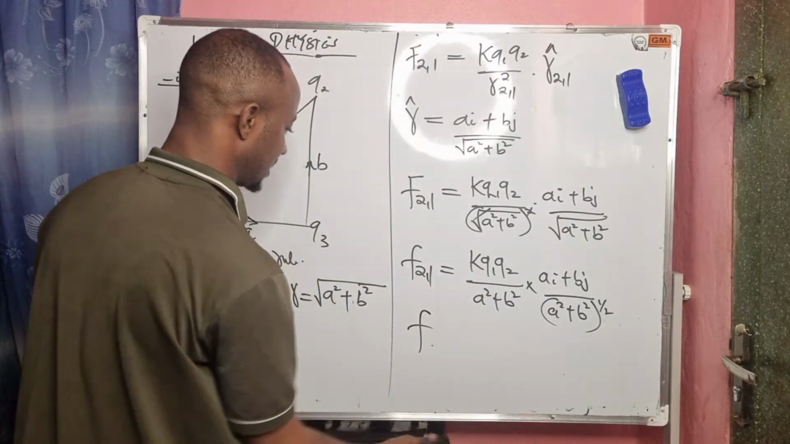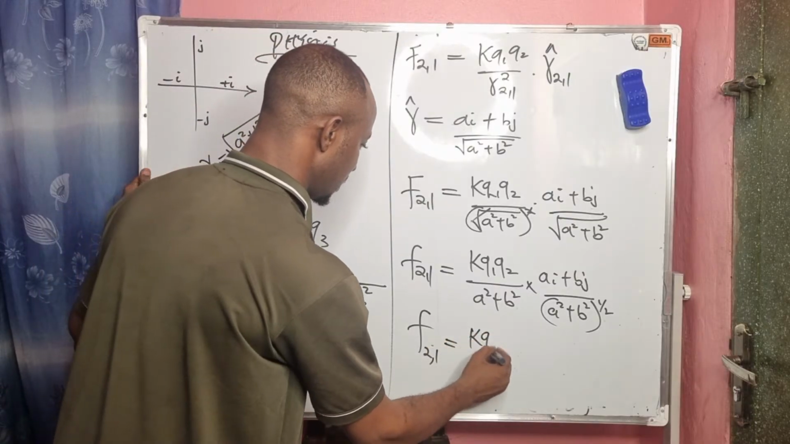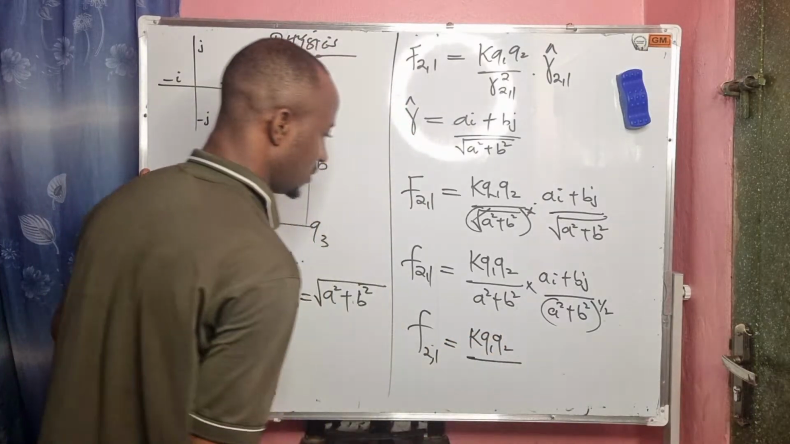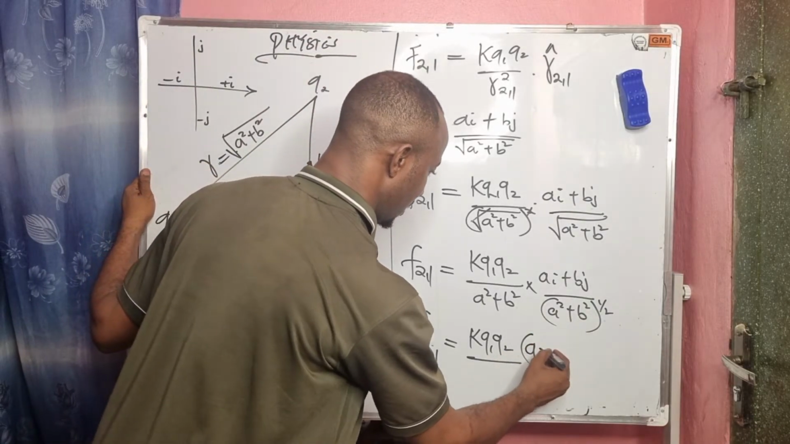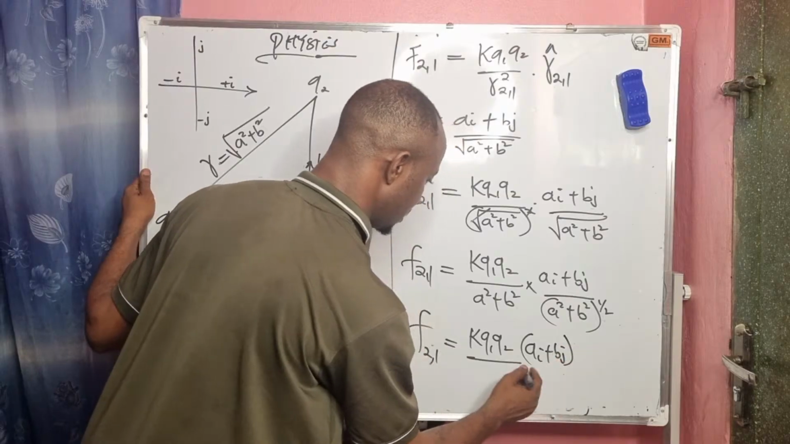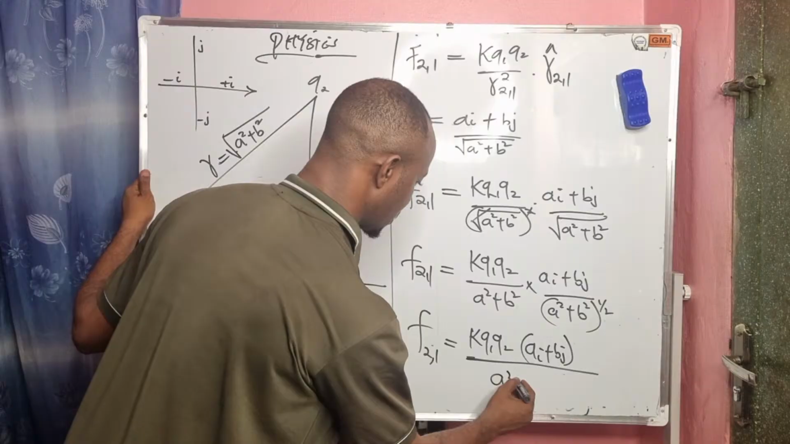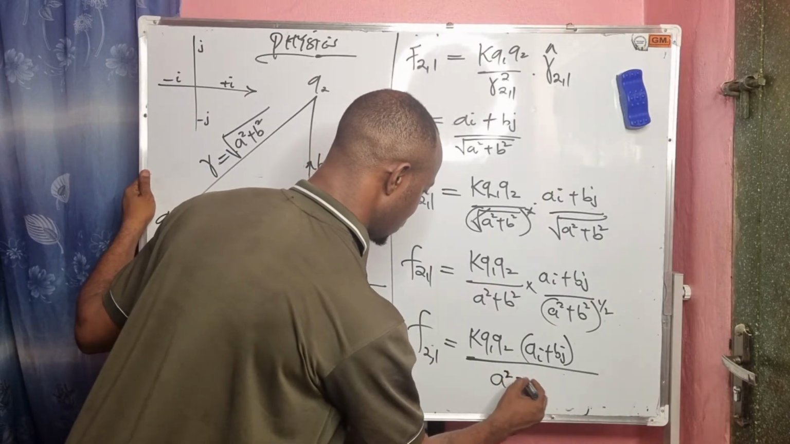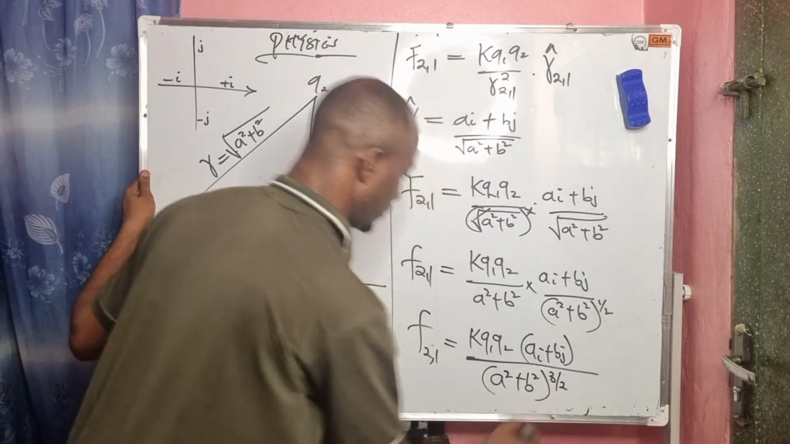Like we did in the previous example, F21 becomes what? KQ1, Q2 over, so times AI plus BJ, all divided by A squared plus B squared, all to the power of 3 over 2.